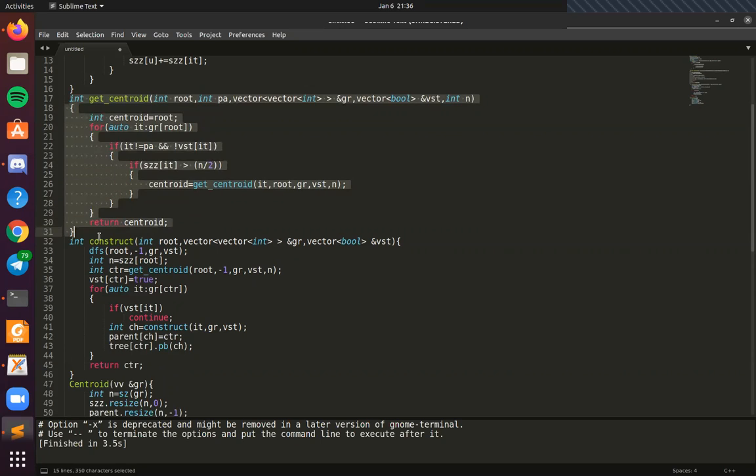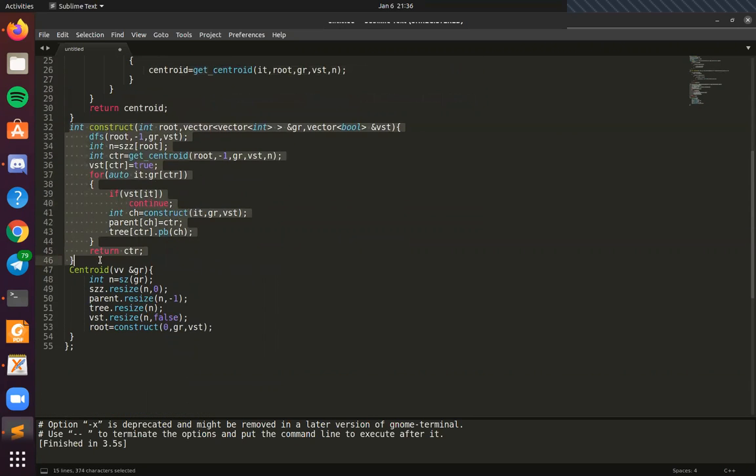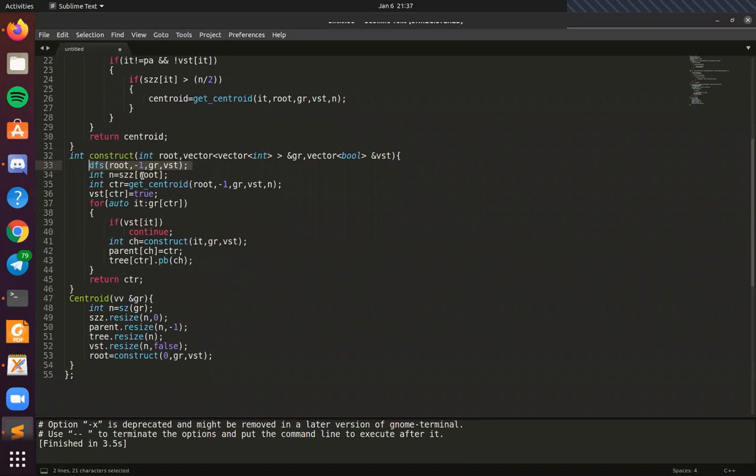So this function is giving you the centroid, and this is the recursive function which I explained, the main code for centroid decomposition. First we are finding the centroid. For finding the centroid we have to assign the sizes, so we are running the DFS, and this function gets the centroid. This is the center of the entire tree.